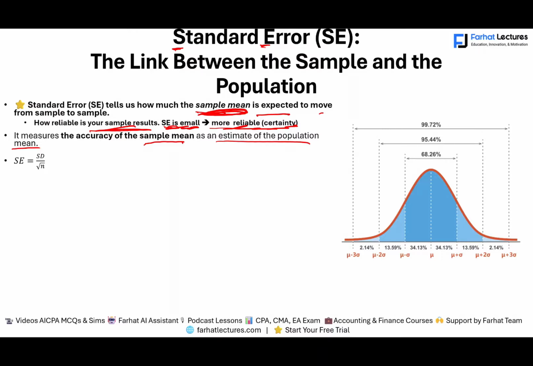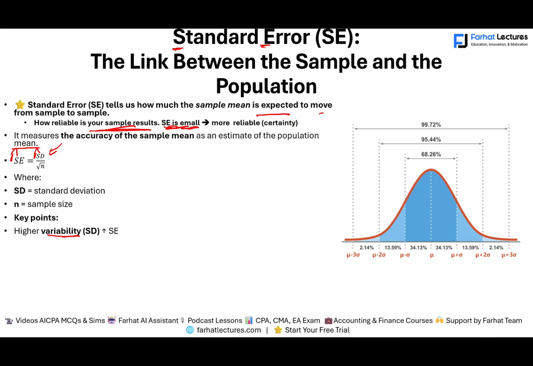To compute the standard error, take the standard deviation divided by the square root of the sample size, where S is the standard deviation and N is the sample size. Here's the key point to remember: if we have higher variability, if the standard deviation is high, it means the SE is high. We don't want that. Remember, SE high is not good, small is better.